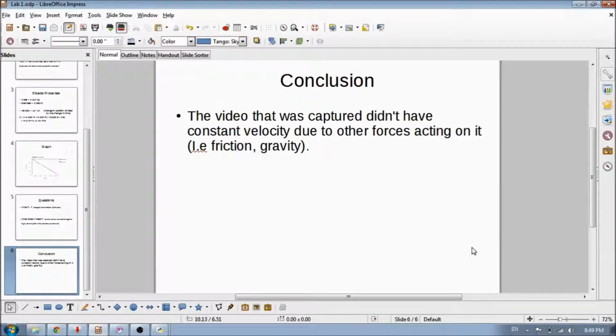Conclusion. The video that was captured did not have constant velocity due to other forces acting on it, like friction and gravity. That was Lab 1.